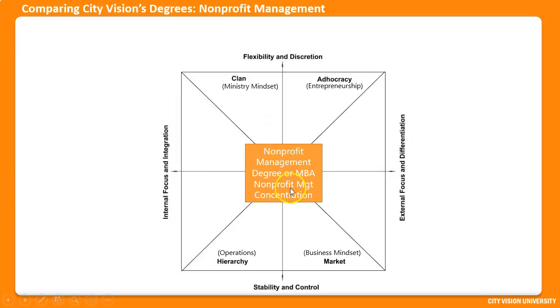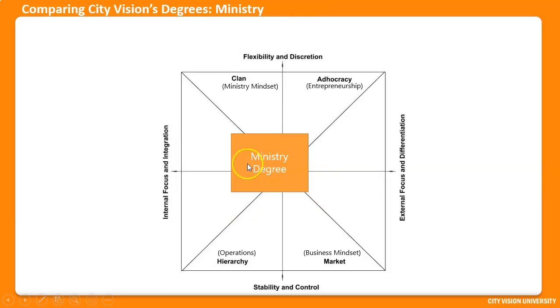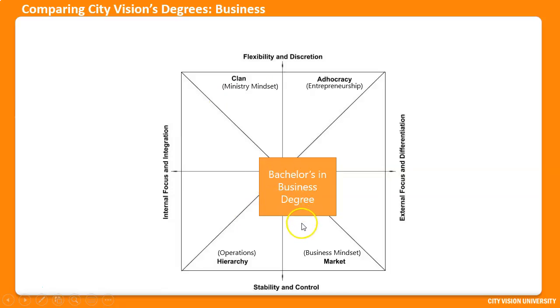So we have our nonprofit management degree, and we have an MBA with a nonprofit management concentration. Both of those are intended to be a very balanced degree. Then we have our Christian ministry and leadership degree. That is for people who want to take more in the relational quadrant, in the ministry mindset quadrant. And then we have our bachelor's in business, and that's for people who want to take more courses in the business quadrant. So if you signed up for the wrong degree and you want to change that degree based on your understanding, you can contact us at support@cityvision.edu.